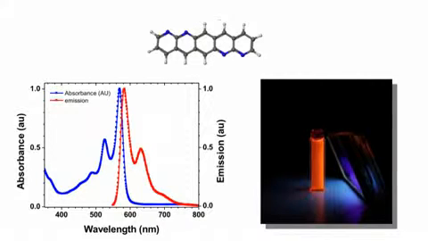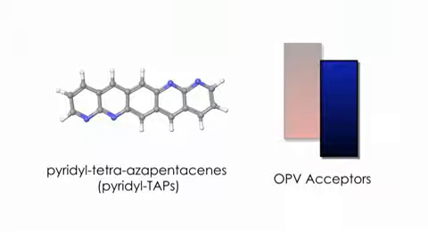Further synthesis, characterization, and device testing of the electrical properties for this compound and other isomers, guided by the virtual screening results, is underway to establish pyridal tetraazapentacenes as a viable core scaffold for the development of new OPV acceptors.